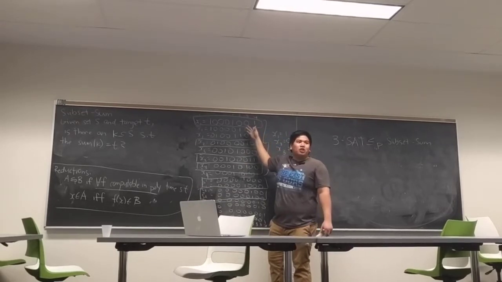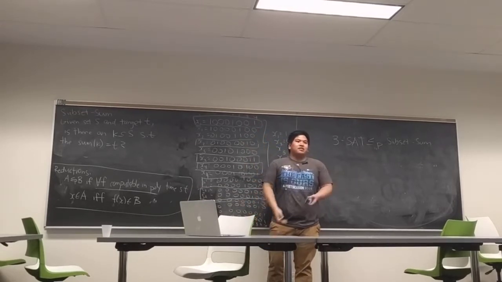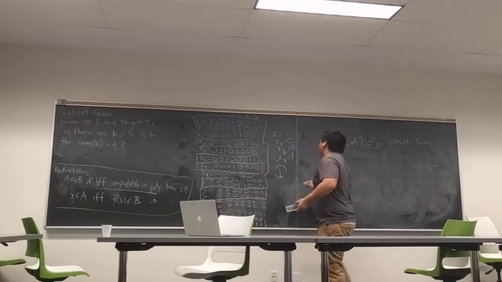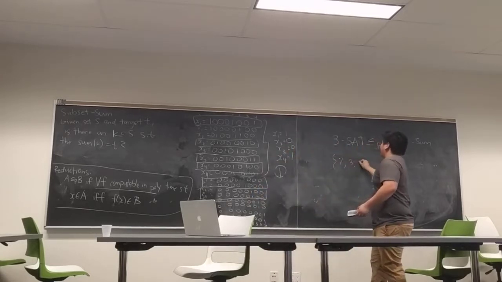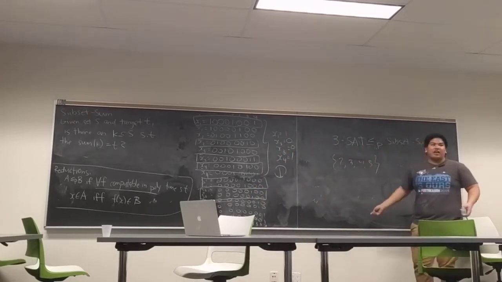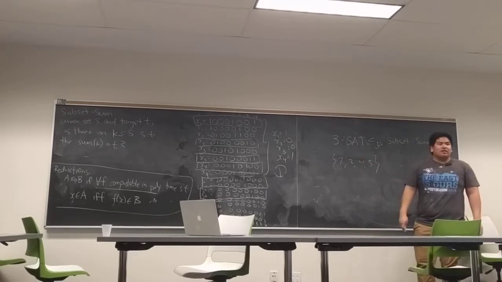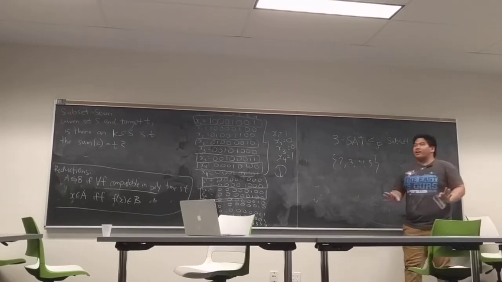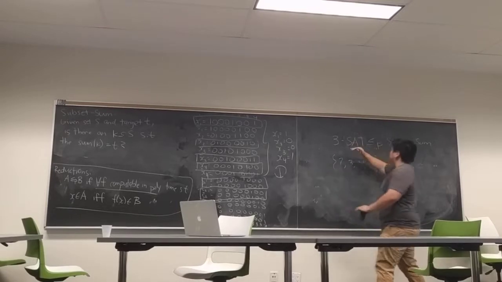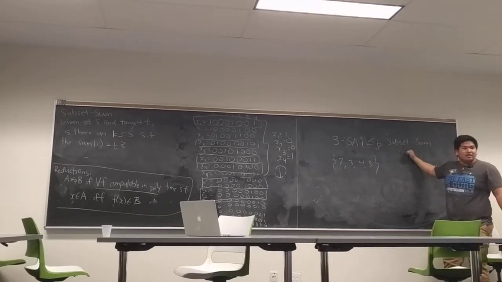Because remember, subset sum is given any set, right? What if the set was like 2, 3, 4, 5, or something like that, which can't be written as that, right? But that's the thing, though. That's the confusion, right? We're trying to reduce this to that.